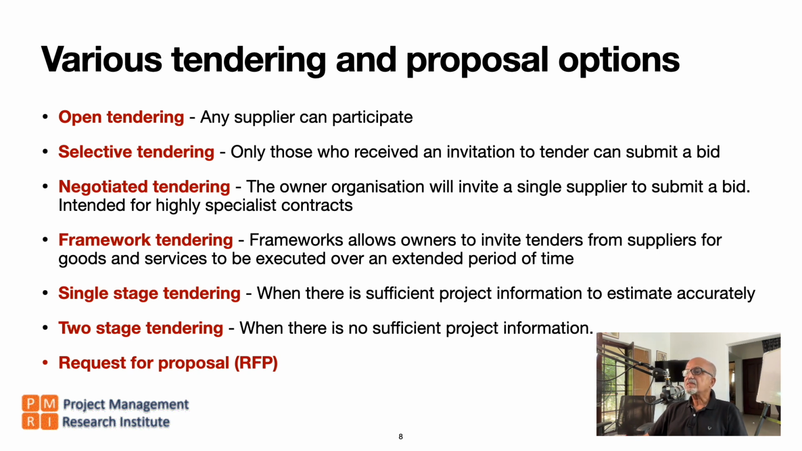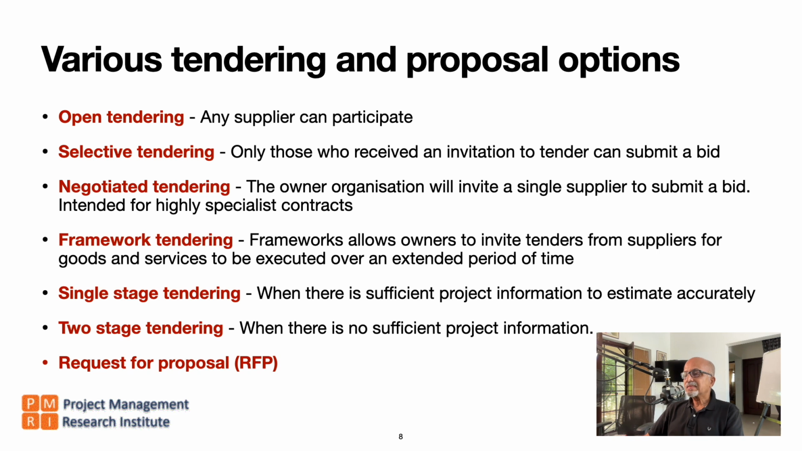Then comes single stage tendering. When there is sufficient project information, we estimate accurately. We just say single stage tendering. That means they just submit one value for the entire project, and based on that, the vendor will be selected. Then two-stage tendering, when there is no sufficient project information. So you submit a bid for the design phase, and then after the design phase, you submit a bid for the construction phase.